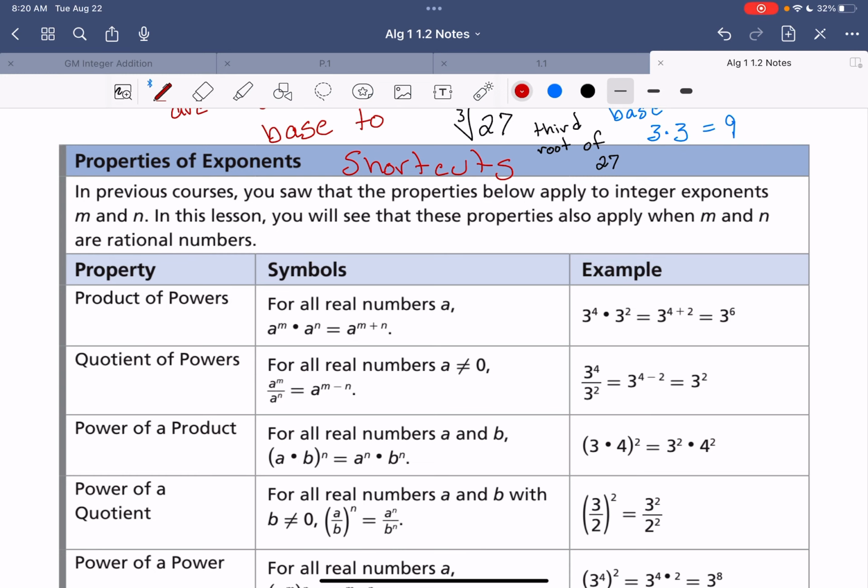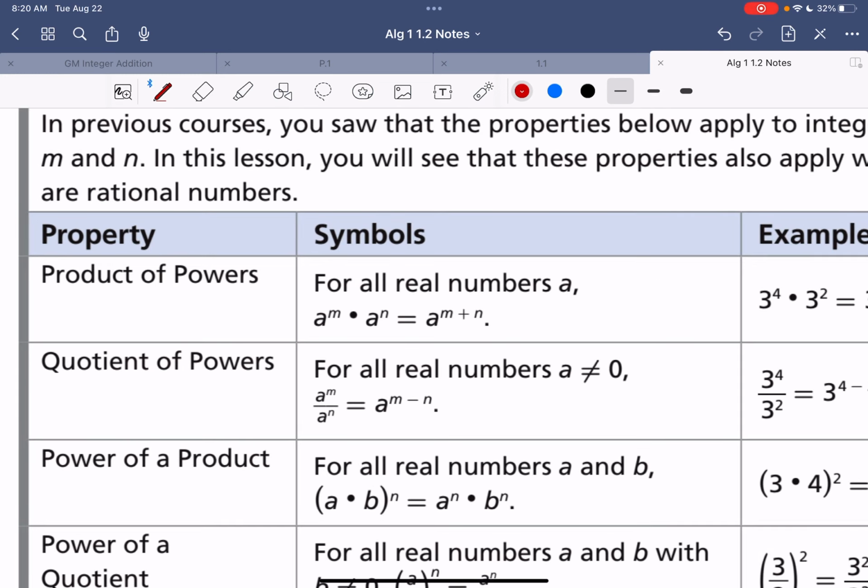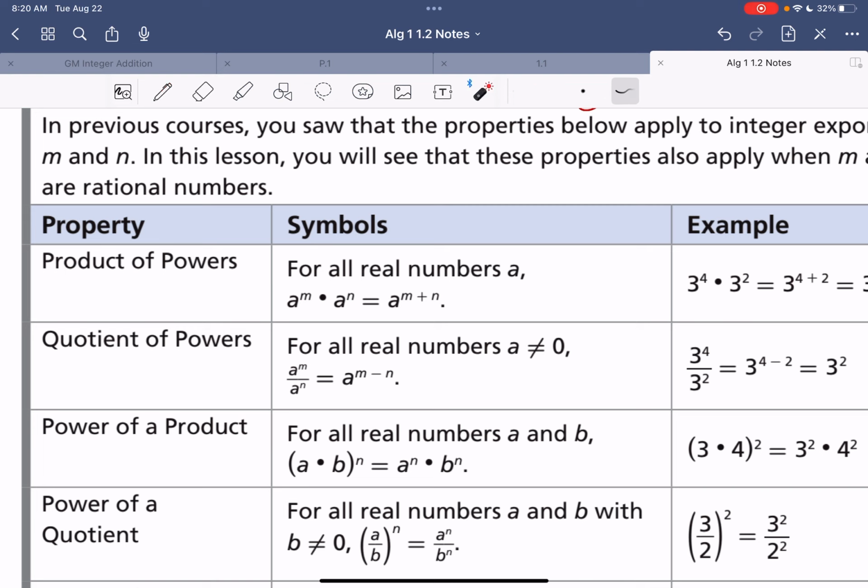For example, the product of powers. Basically, this is saying if I have the same base, notice these are both base a to the m times a to the n, the bases are the same. It's important to note here, the base is the same.